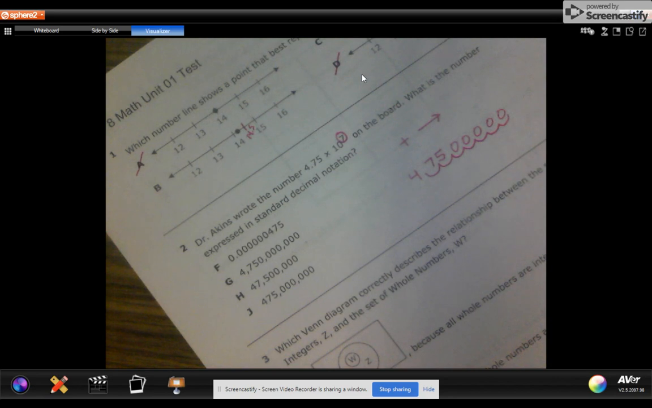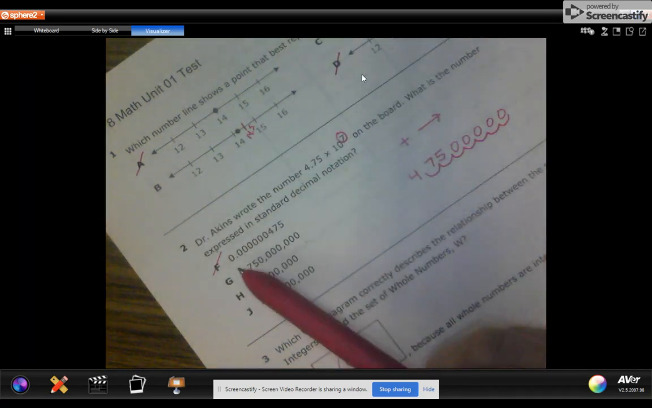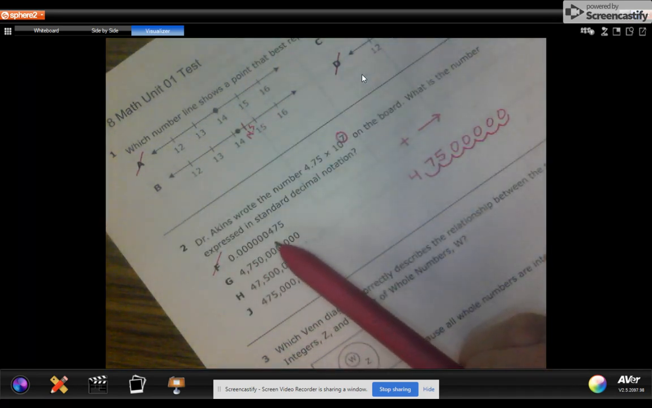Okay, so automatically, when I look at my answer choices compared to what I did on my paper, I know F cannot work because it's 0.0000 forever and then 475. Okay, that does not match my number right there.